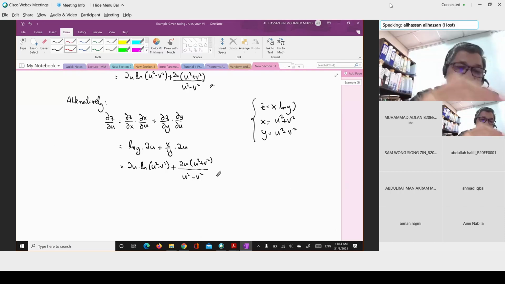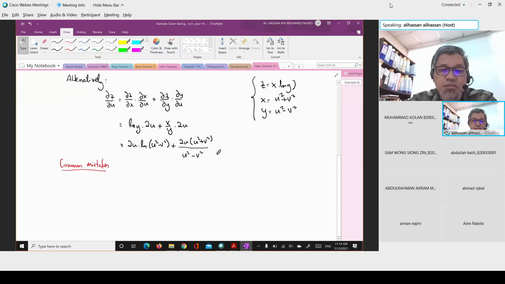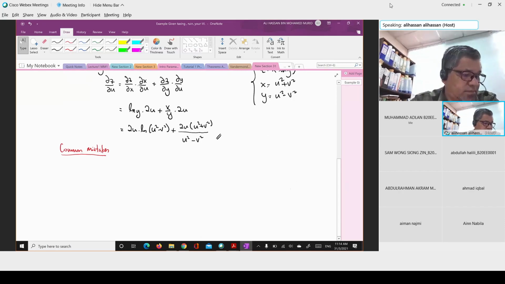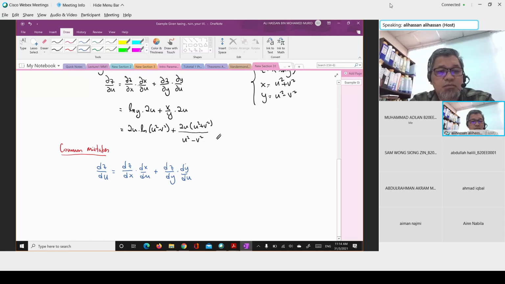Now, there are some common mistakes in writing. Sometimes students do not pay attention to the right notation. Instead of writing the curly d, they write using the straight d, so you get everything in straight d. This is not correct, this is not the right way of writing, because you should be using curly d.